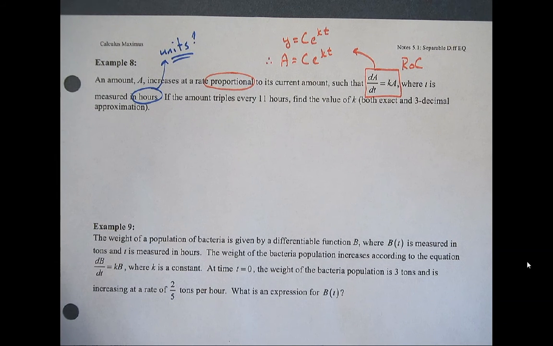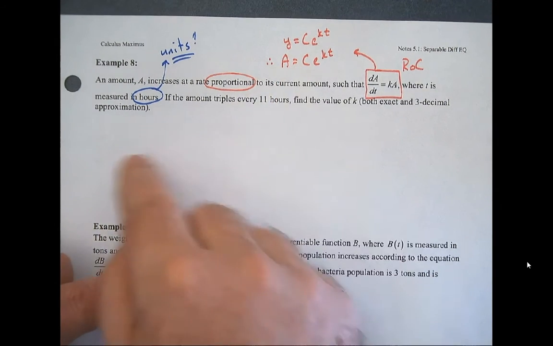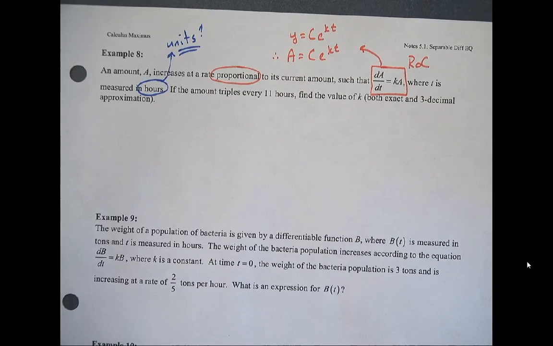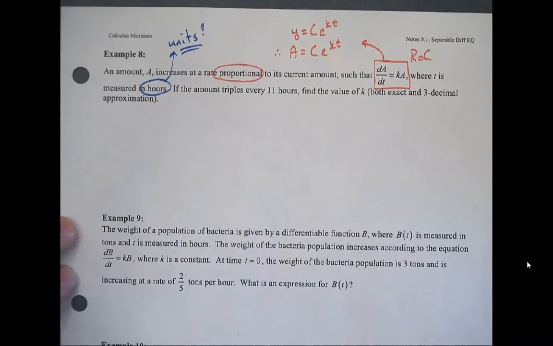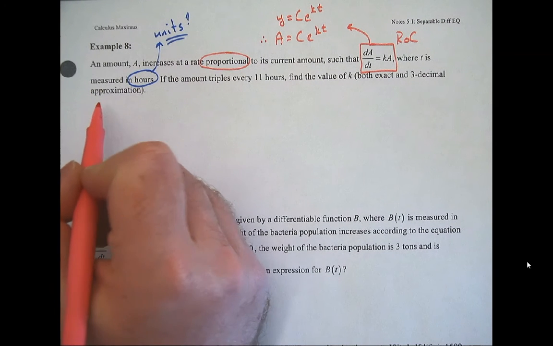Okay, the amount triples every 11 hours. Find the value of K. So we first have to figure out some information. We got to make up some information on our story. Like I said before, if they don't tell you how the story begins, you can kind of pick whatever you want for your beginning. I'm going to choose my initial pop.